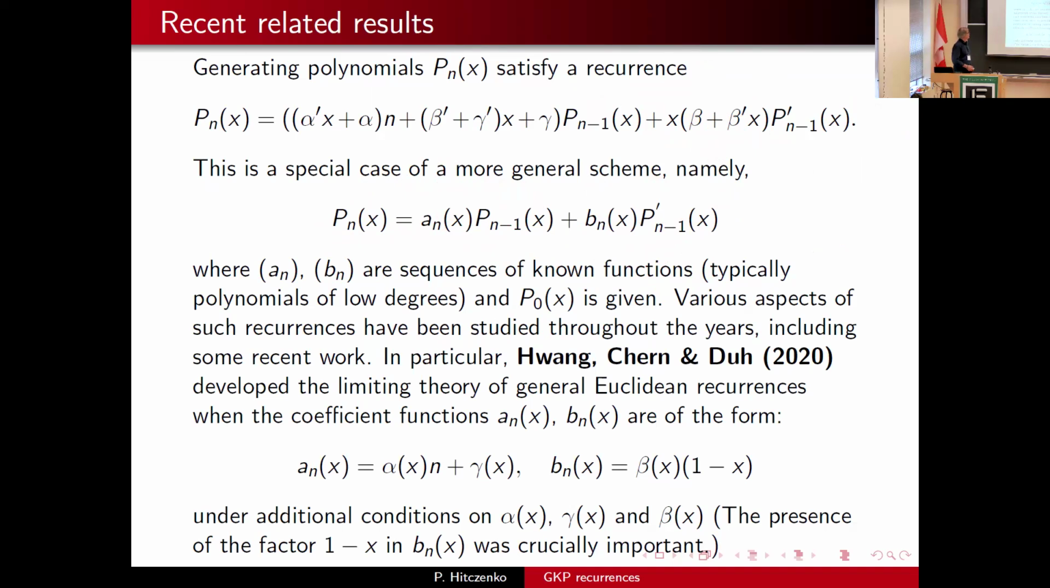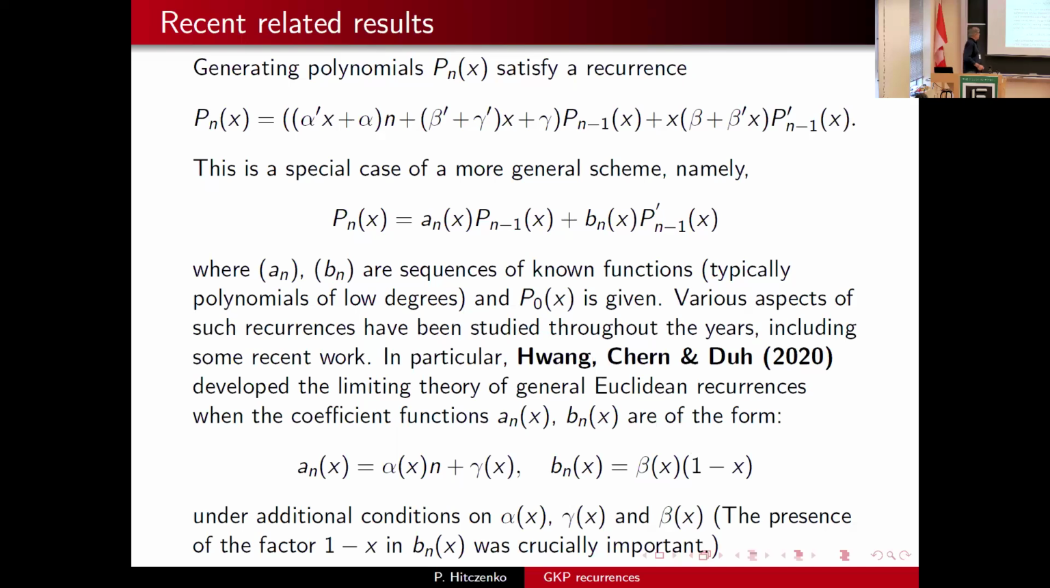In particular, H.K. Huang, from whom we heard just a few minutes ago, relatively recently with two other people from Academia Sinica in Taipei, wrote a very, very long paper. They were interested in what they called generalized Eulerian recurrences. So their functions An(x), Bn(x) were of that form. So An was a fixed polynomial in x times n plus another polynomial in x, and Bn was independent of n, as it always happened, and it was a polynomial times a factor 1 minus x.